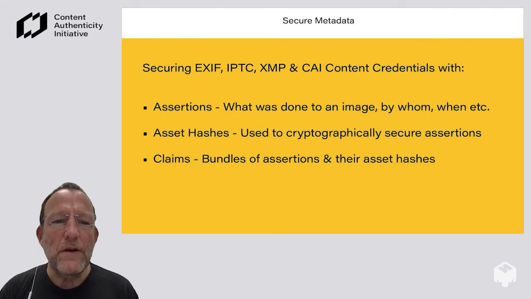How do we secure the metadata? We secure it using assertions, which is what was done to an image and by whom and when. And then we use hashes to cryptographically secure those assertions using code. And then we use claims, bundles of assertions and their hashes, and we store this information in any number of places. The information can be stored as a sidecar to the file itself. It can be stored in the cloud with a pointer from the file to the cloud, or a combination of both, depending on what works best for the user. The main thing is that the information is secure and later reviewable.